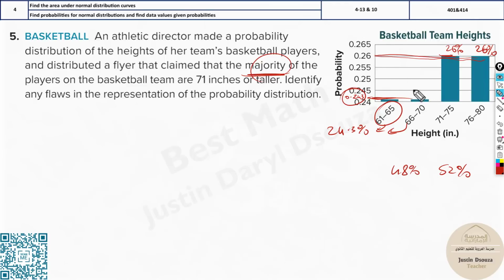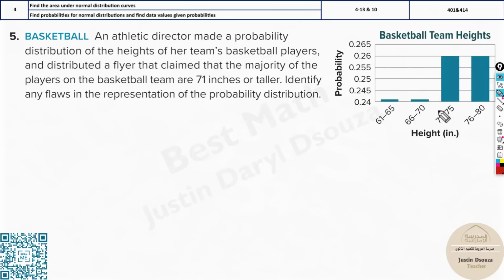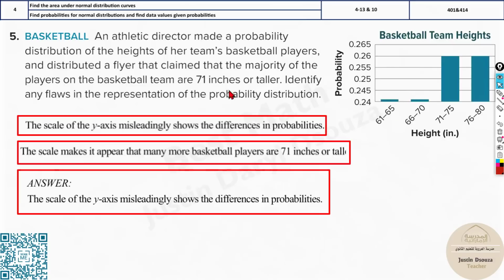Now what did they do? They manipulated the data along the axis. See over here, they just shrunk this, they made these changes so it looks like the 71 to 75 bar is much higher, but in fact they have just manipulated the graph along the y-axis. If you write it over here, 52% are only above 71, whereas 48% are less than that. So it's not actually true.